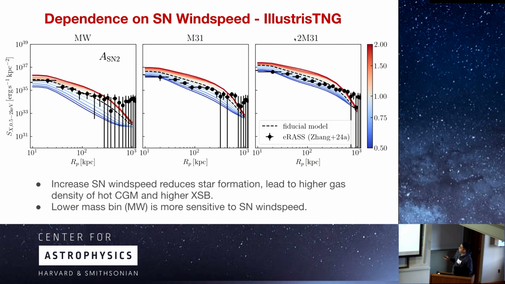Going on to the wind speed, the story is similar. If you increase the wind speed, it reduces star formation, leading to a higher gas fraction and therefore higher X-ray surface brightness. Again, we see that the Milky Way mass bins are more sensitive to the feedback strength. Here, it's more sensitive to the wind speed of the supernova.